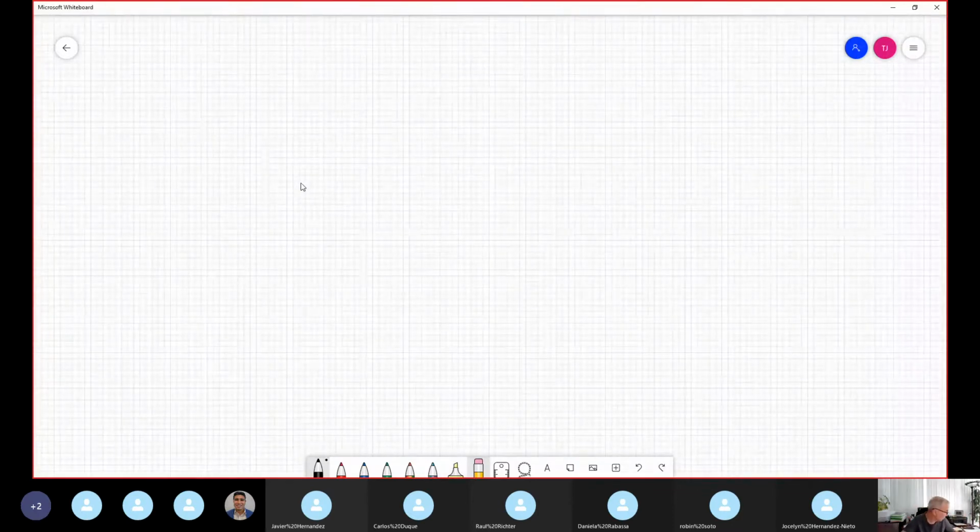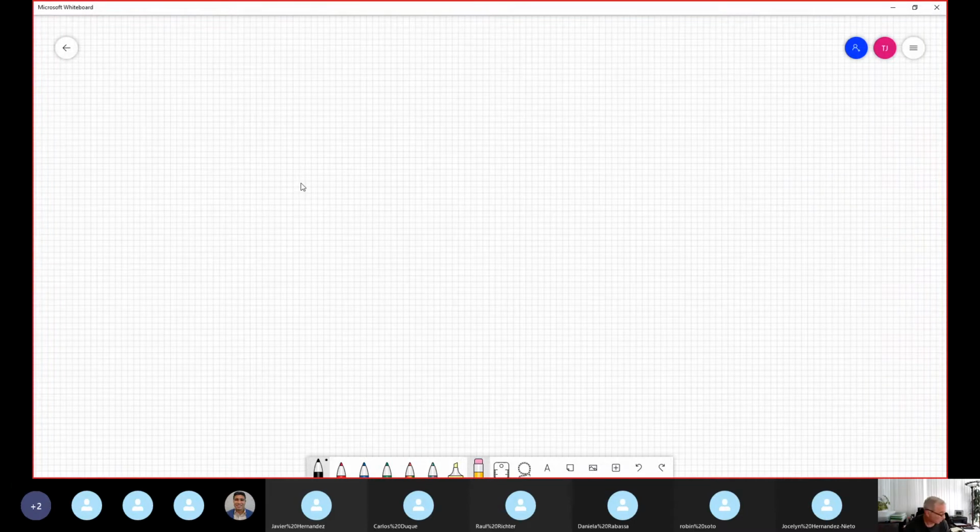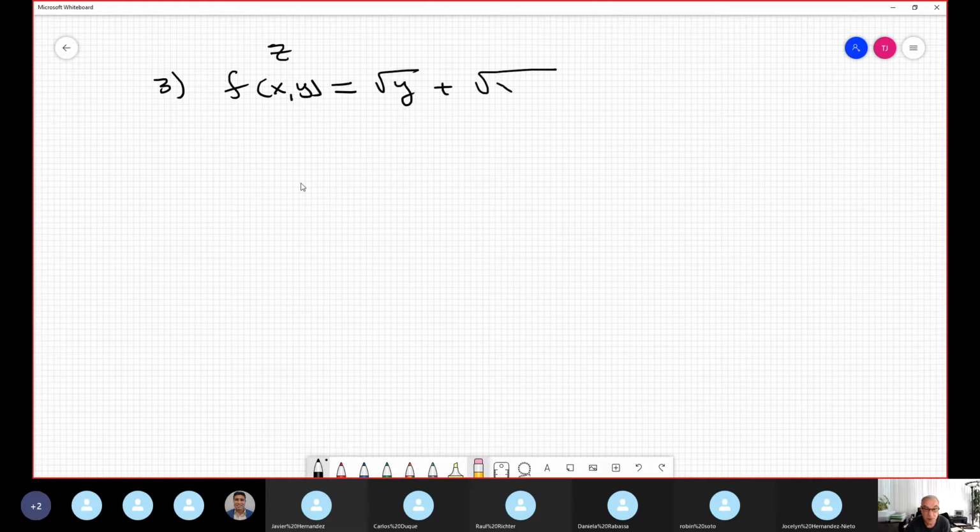Similar to the review. Okay, question number 3 is about finding the domain of the function, expressing it using set notation, and doing the graph in the xy plane. So number 3 is given one function. This function is actually z. So f of (x, y) is z, but it's okay. It's the square root of y plus the square root of x squared minus 1. And I need to find the domain.